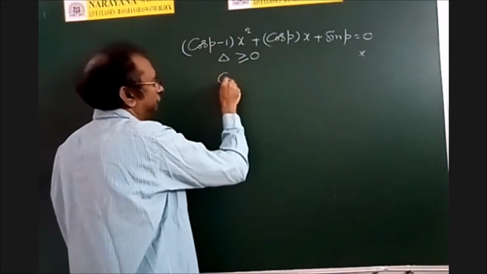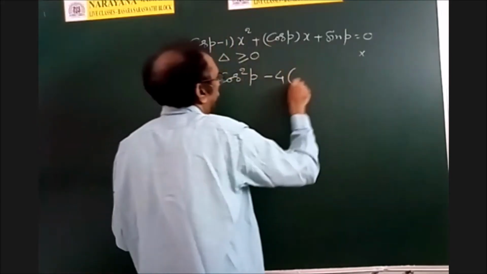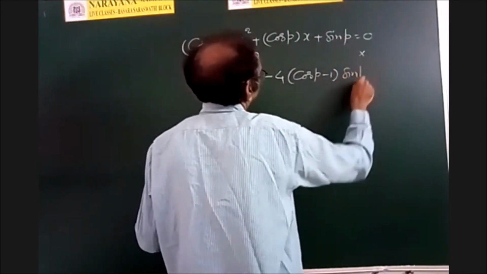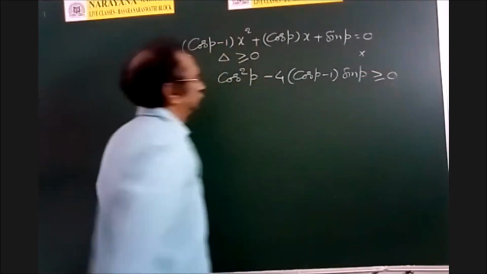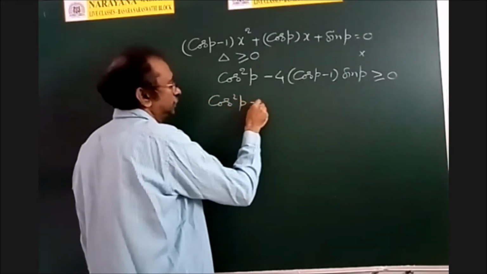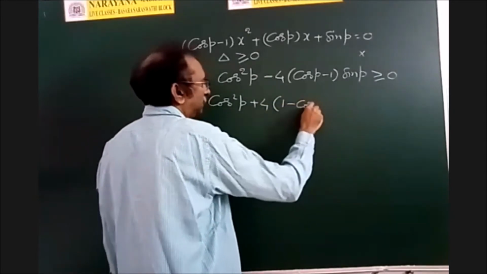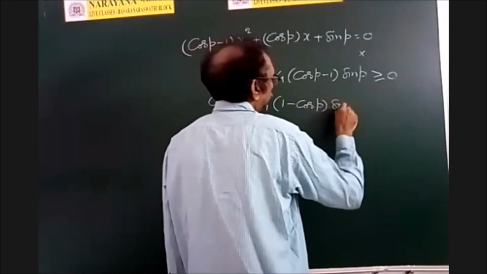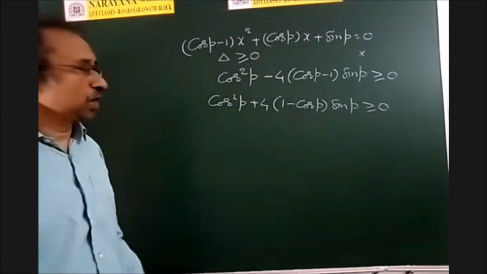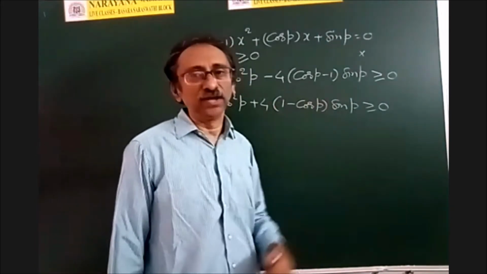That is b square minus 4ac greater than or equal to 0. And see, cos square p minus, I take minus common, 4 into (1 minus cos p) into sin p greater than or equal to 0. So I have to find the values of p for which this inequality holds.